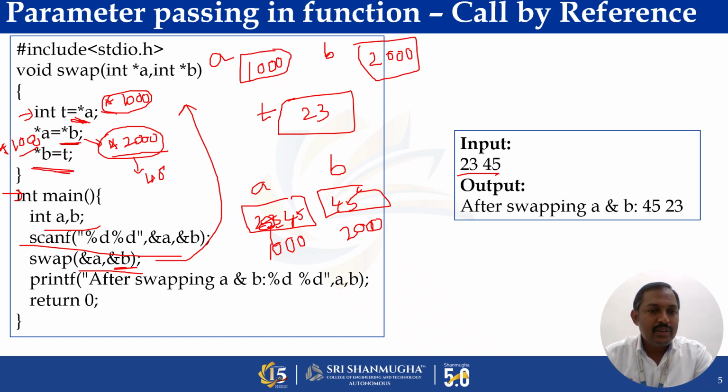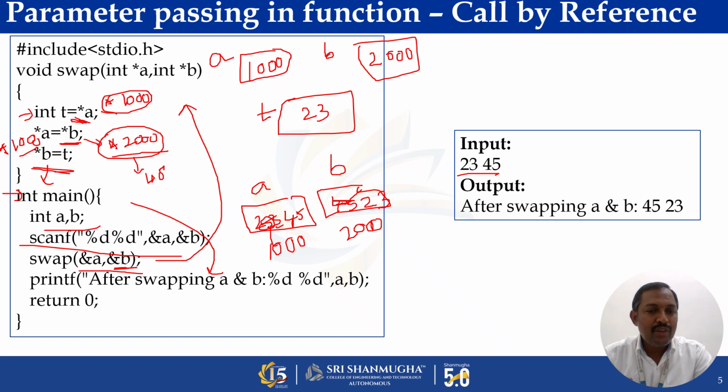Next, star b is equal to t. Star b is the value pointed to by b. The value 23 is copied to this one. Next, we exit from the function. We are coming back to the main function.